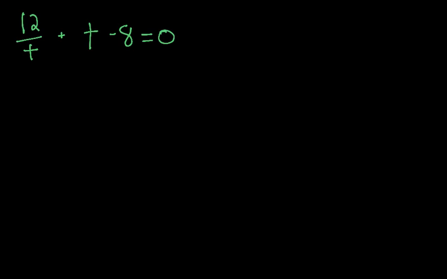One of the things we can think about right off the bat is what the denominators of the t and the -8 terms are. This would just be t over 1, and then this is -8 over 1.